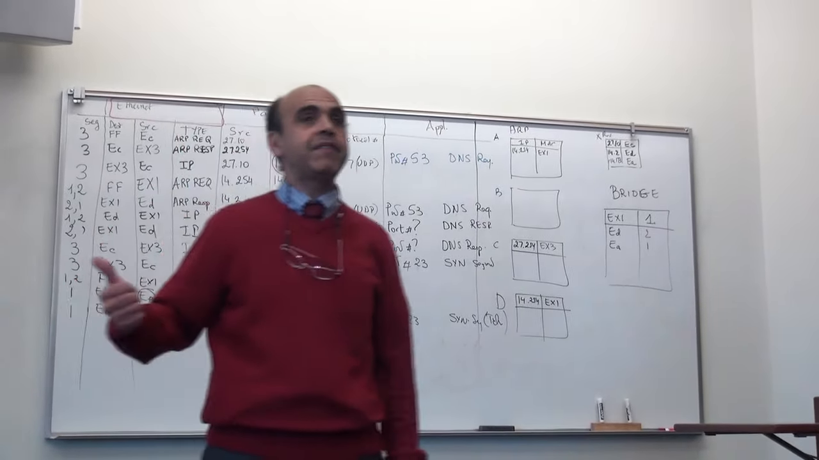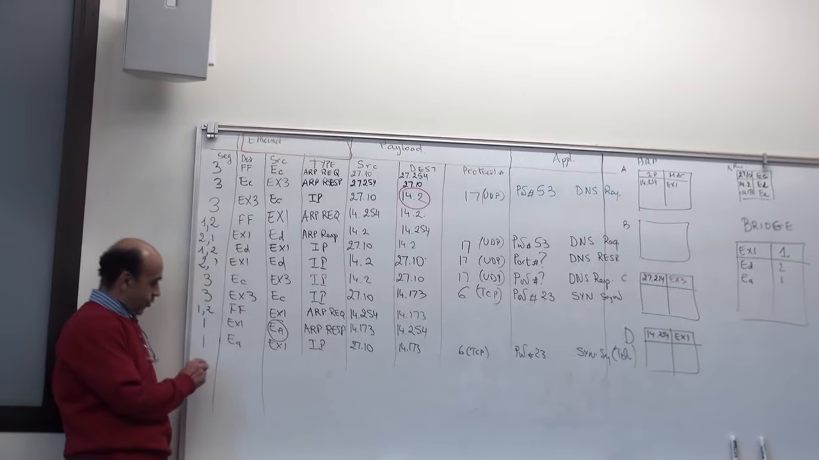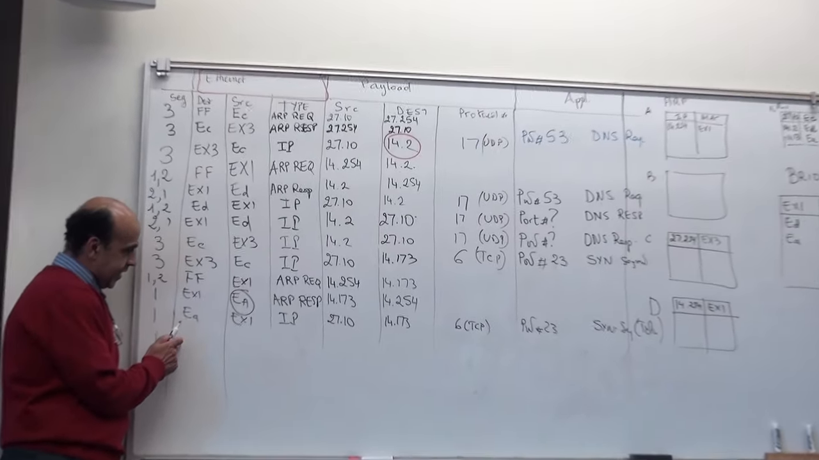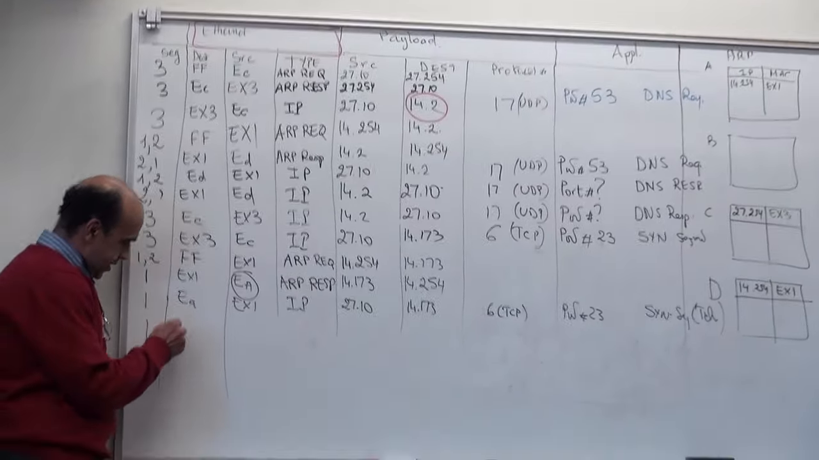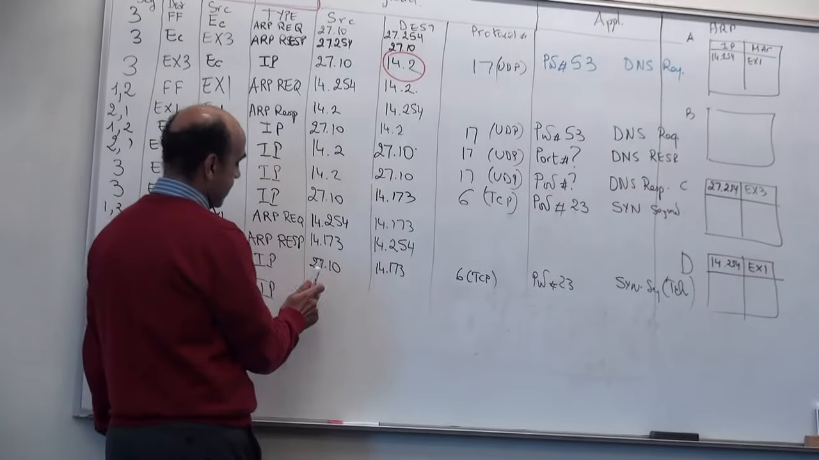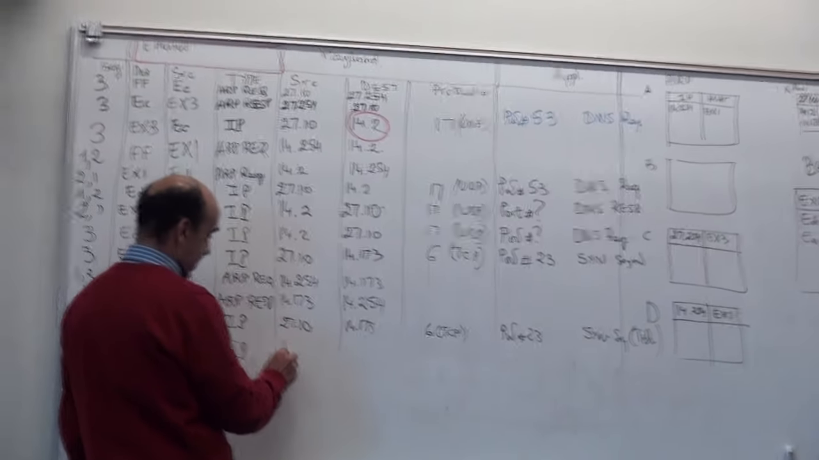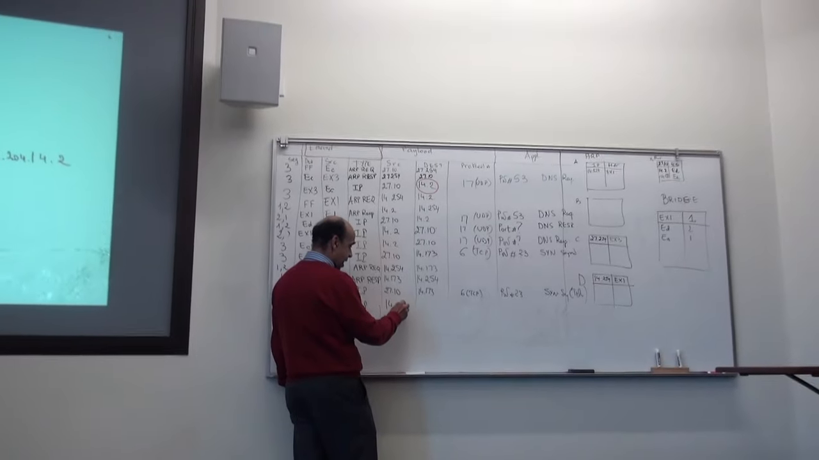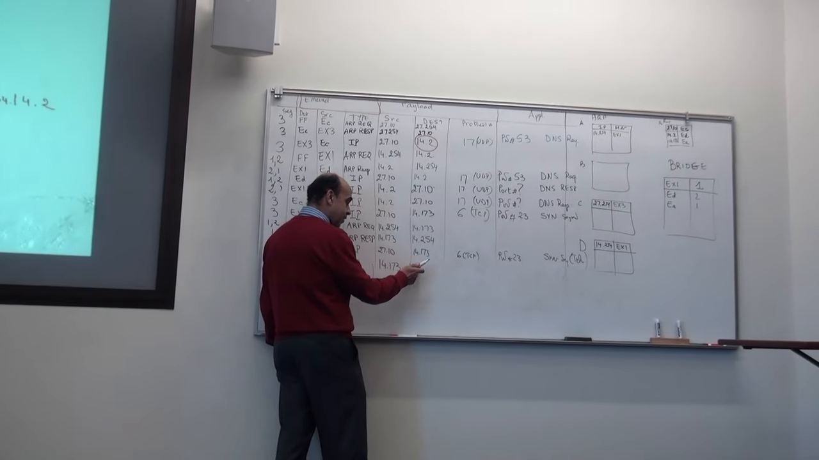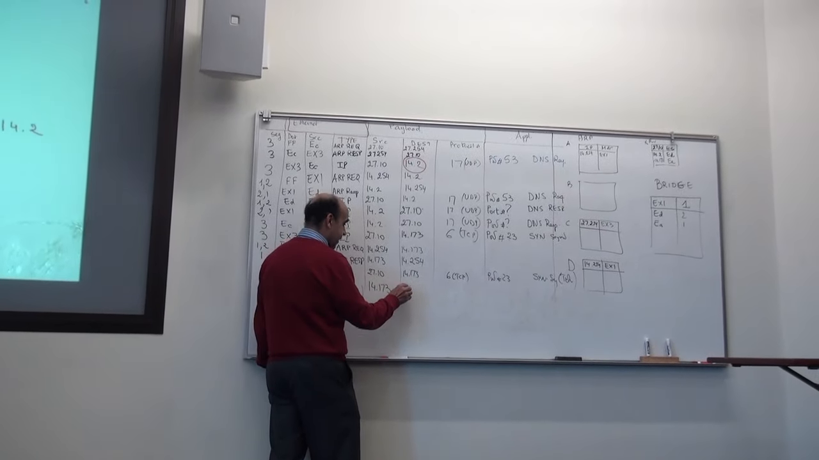So can you tell me on which segment will appear these? One. To who are we sending these? EX1. Who is sending it? EA. What is the protocol? IP. What is the type? What is the source? Yes, it's A, machine A that is sending this. To who are we sending these? 27.10. Yes, we are sending to C.